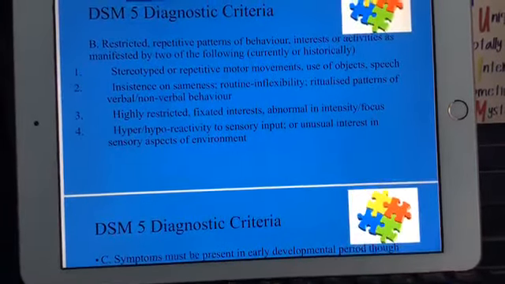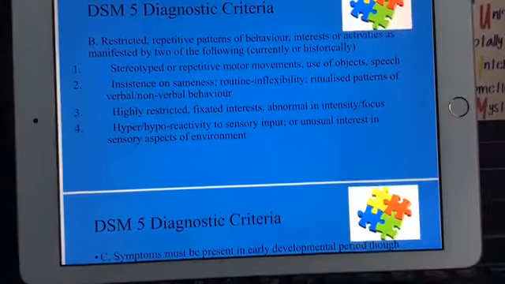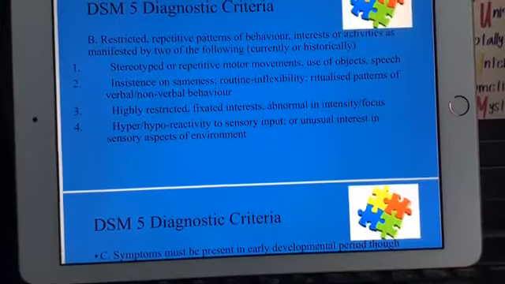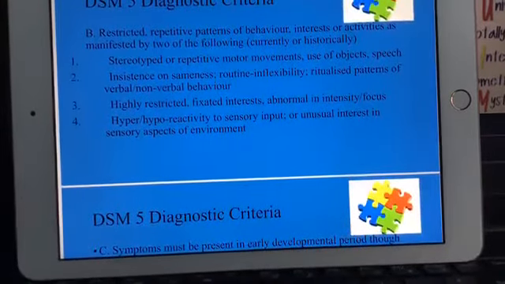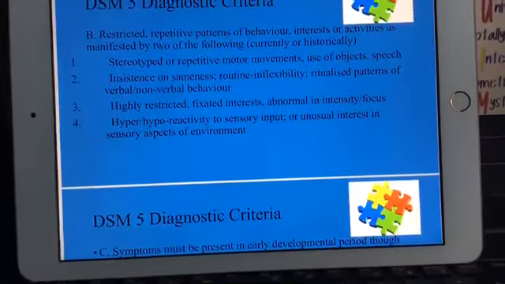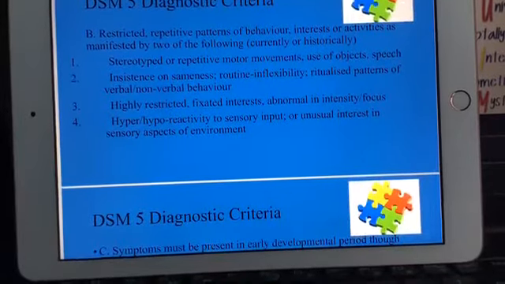So again, it goes back to criteria A that talks about the difficulty with engaging in conversation. It's not that they can't have a conversation, but oftentimes when they do, they prefer to talk about something that they do like.